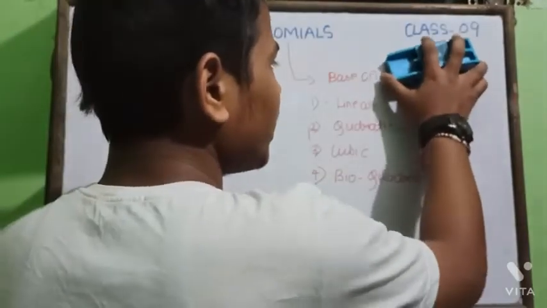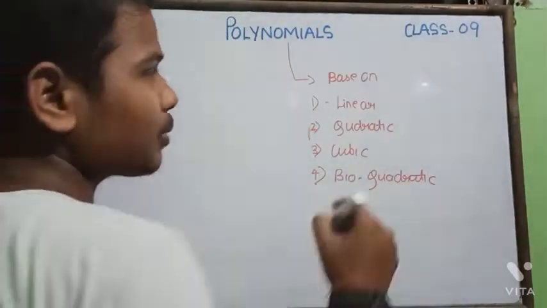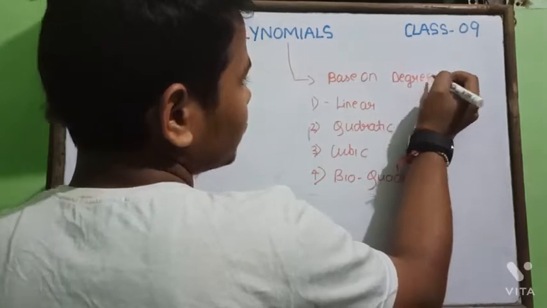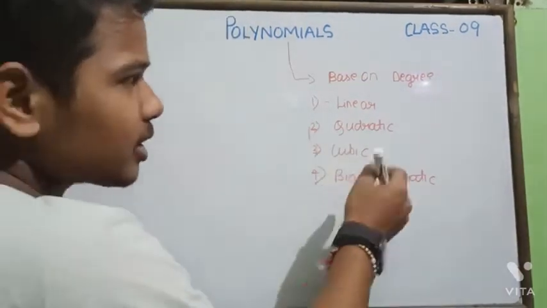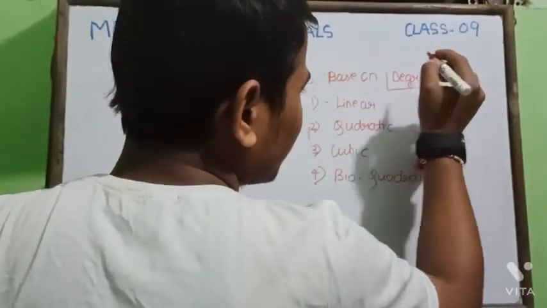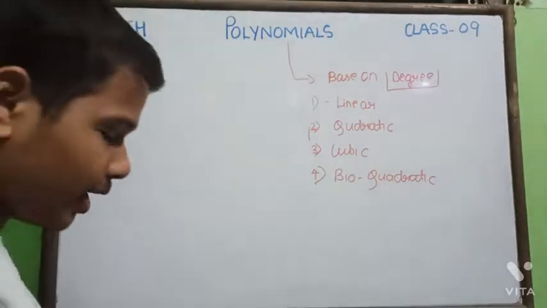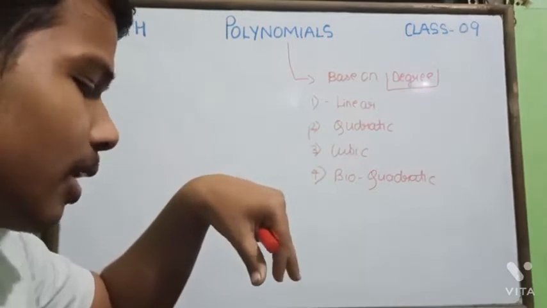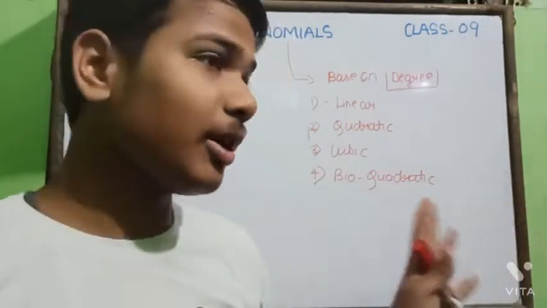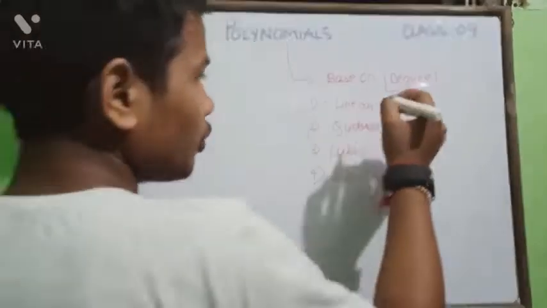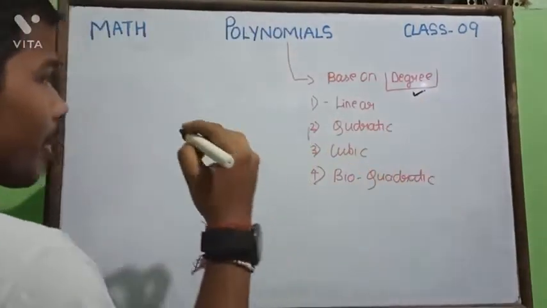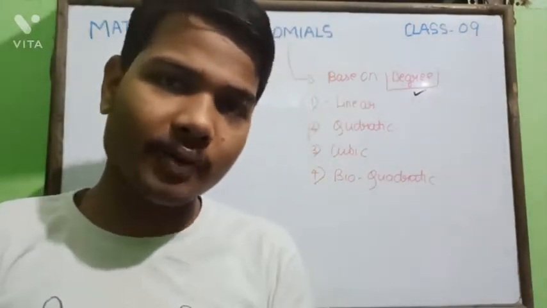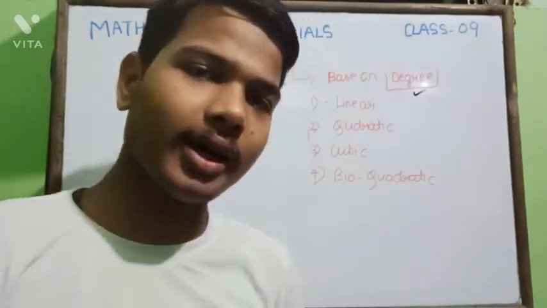Based on the degree, there are four types of polynomials. They are below. Now, before going to this, let me tell you what degree is. You must have read about degree in your lower classes, in 8th, but let me recall that for you. What do you mean by degree? The highest power of a given polynomial is called its degree.